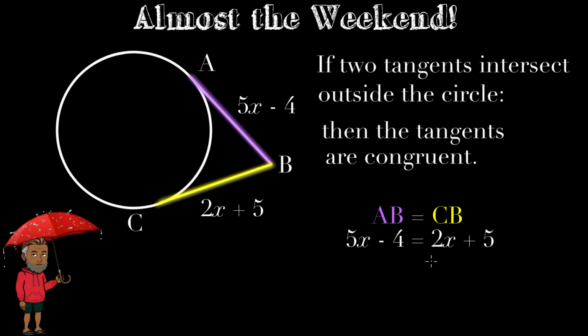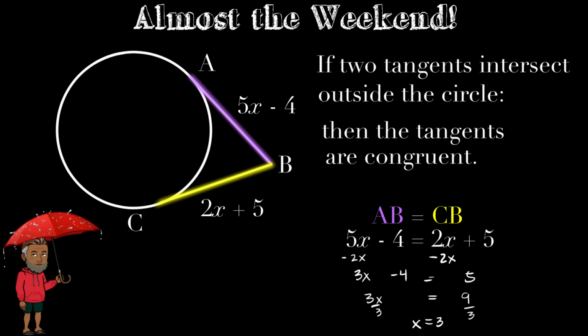Right here, you have a basic algebra 1 problem. I'm going to go ahead and take away that 2x from both sides of the equation. This is going to give us 3x minus 4 is equal to 5. And then I'm going to add 4 to both sides, which will give us 3x is equal to 9. And then we'll divide both sides of the equation by 3 to isolate the x. And we find out that x is in fact equal to 3.